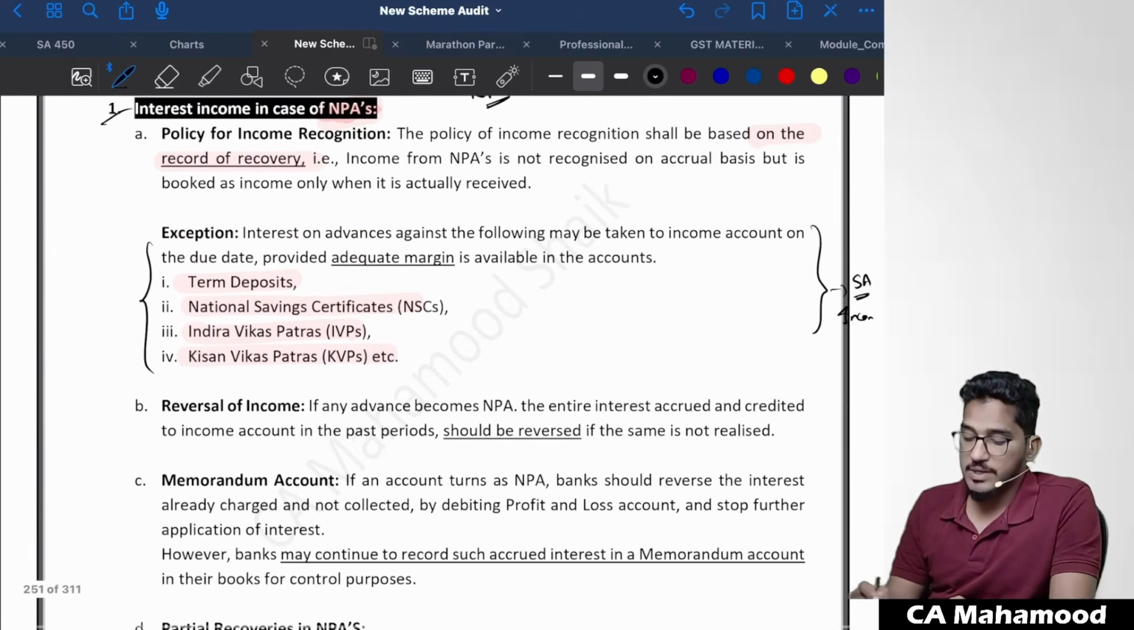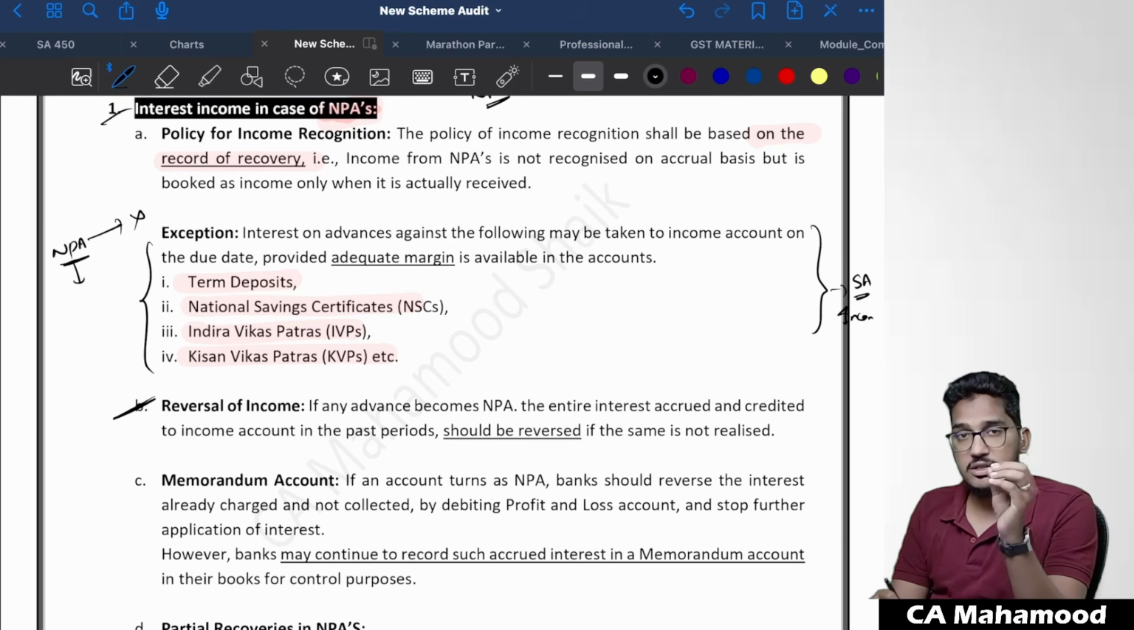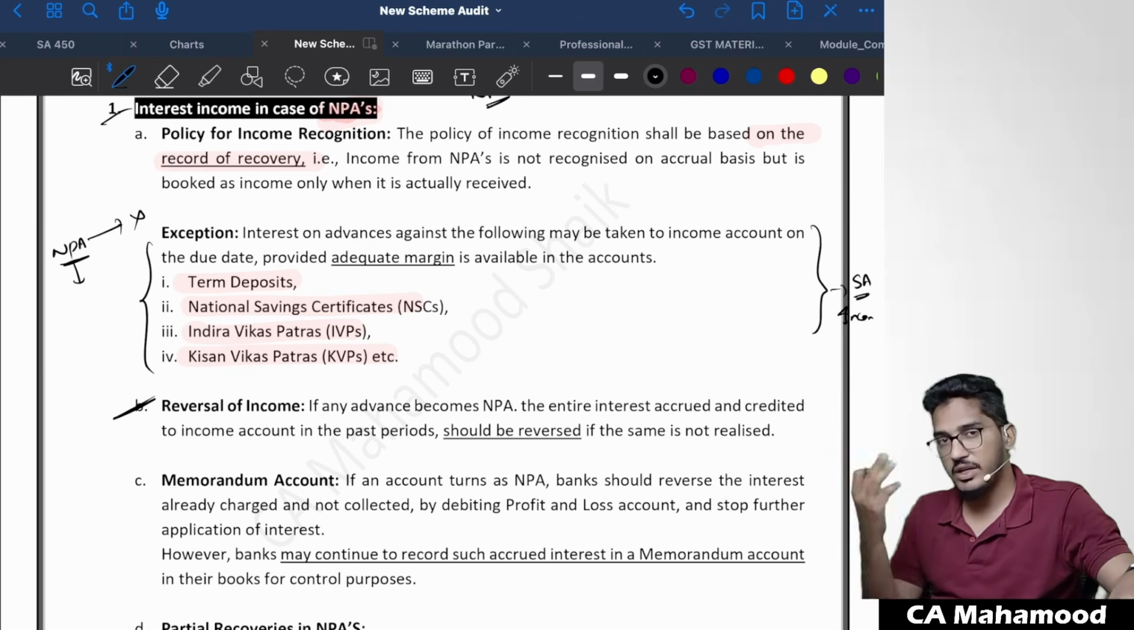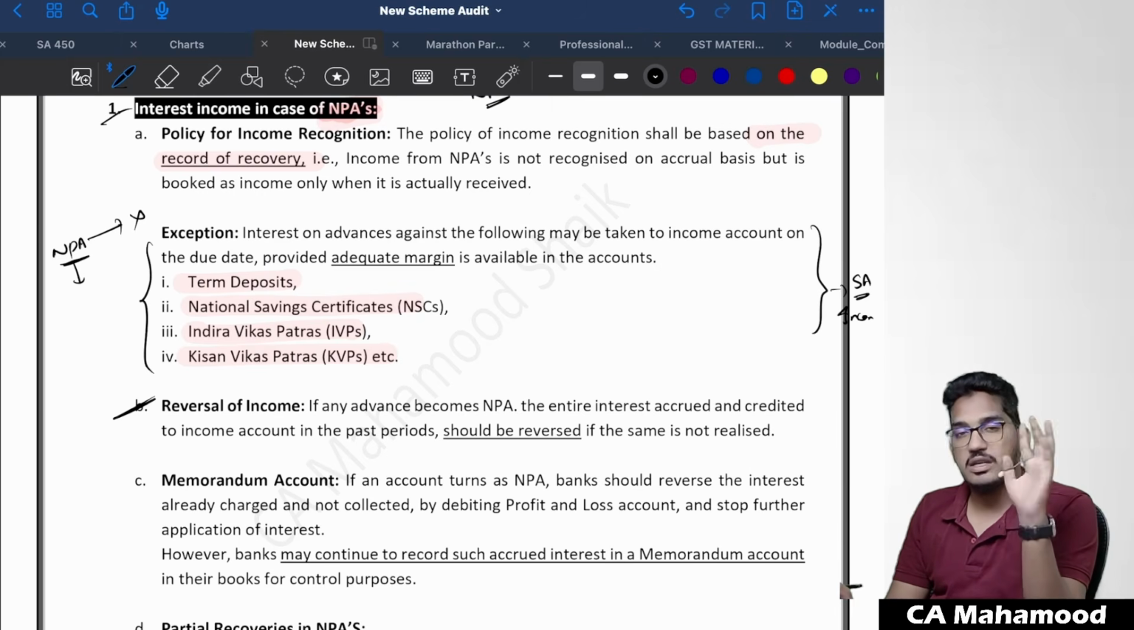Next one. Reversal of income. One more thing they say: in case the account turns out to be NPA, not just will we stop accruing income, but what about the income which has already been recognized but not yet realized? If it is recognized and also received, well and good. But if the income has been recognized but not yet realized, and the account has turned NPA, going forward you will stop accruing the income, but the Banking Regulation Act says to reverse that unrealized income as well.